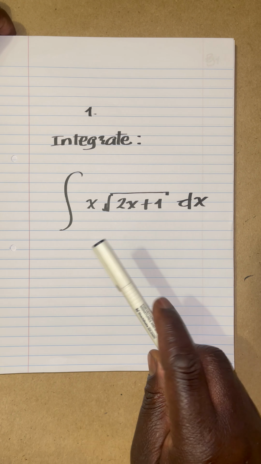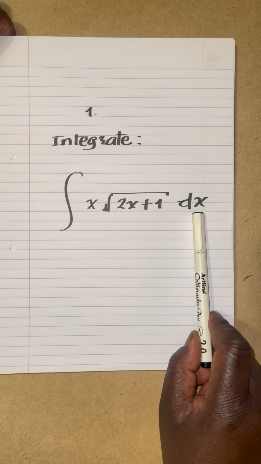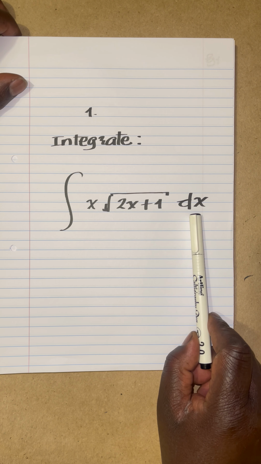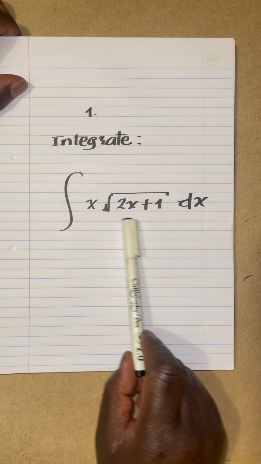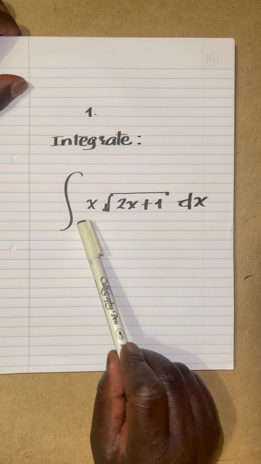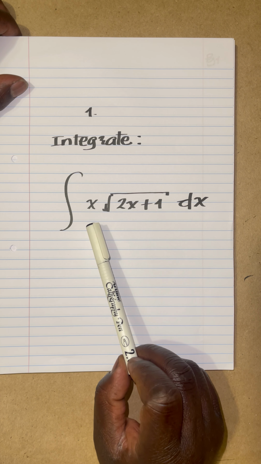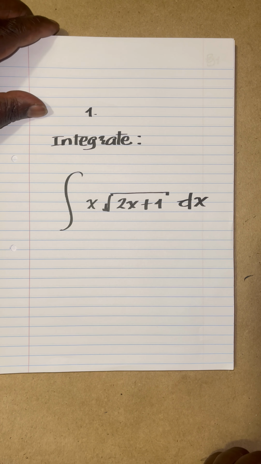So our first integral in this video is the integral of x times the square root of 2x plus 1 dx. Now how we approach this is when you look at the expression under the square sign, it's 2x plus 1. Differentiating that, it gives you 2, but there's x outside, which means this is an advanced form of u-substitution. So we approach it as follows.